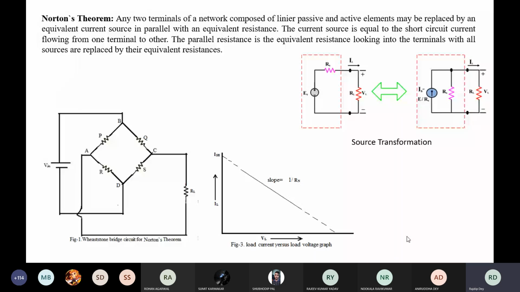So we are checking two things. First, whether our Y interception is equal to ISH or not. That is our first condition. The second condition is whether the slope that we are getting is minus 1 by Rn or not. If these two conditions are satisfied, that means Norton's theorem is correct and it is experimentally proved. So you'll see that.